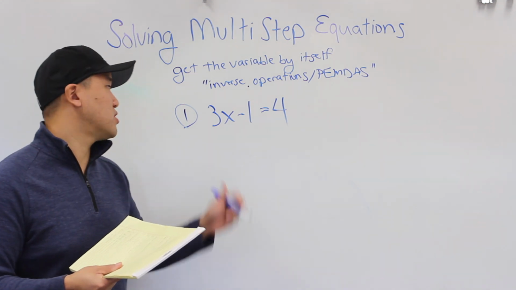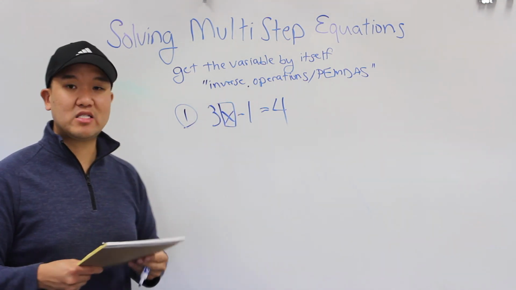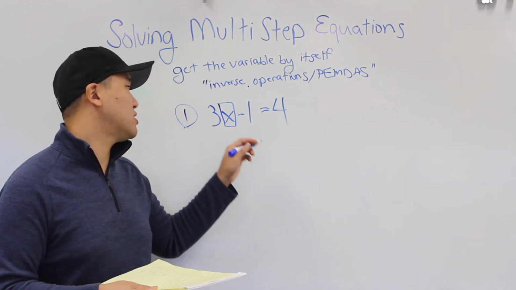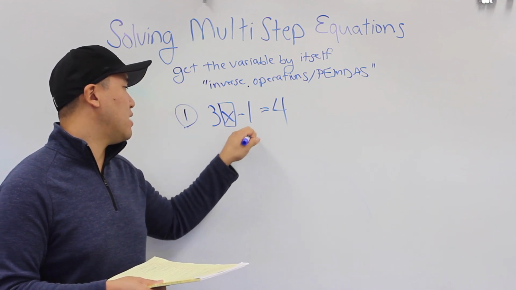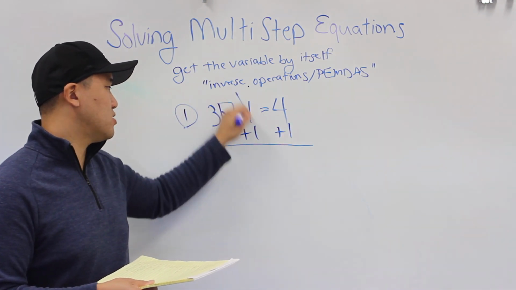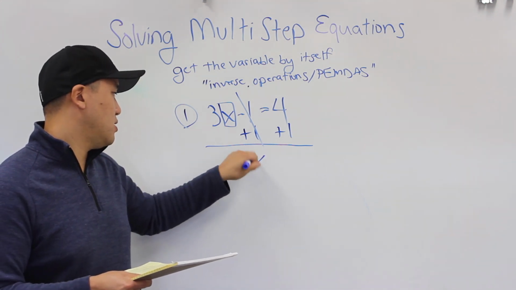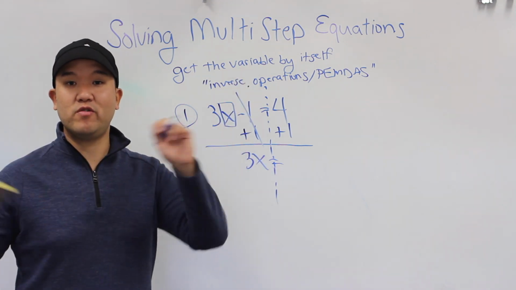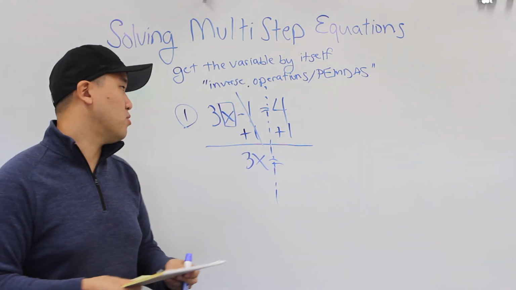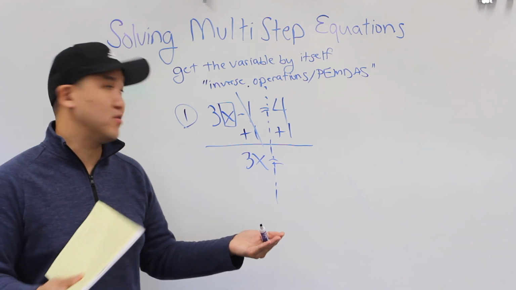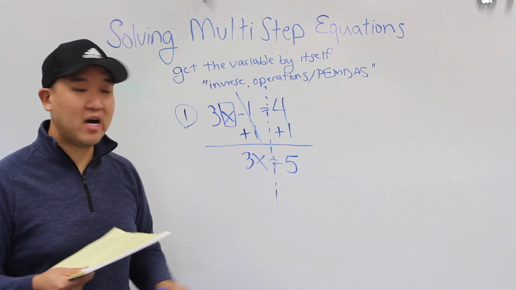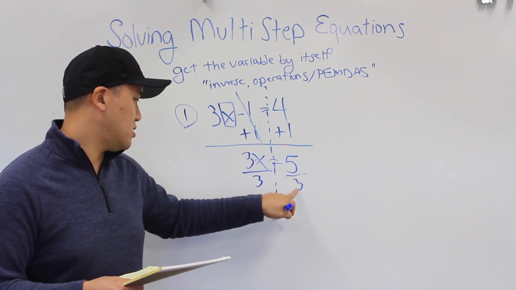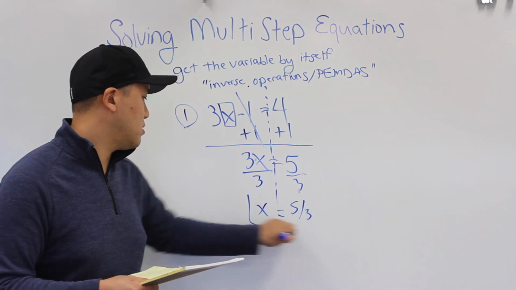Alright, let's try this problem. So our goal is to ask yourself, is the variable by itself? No. So we have to get it by itself. So let's move everything around. We want to add 1 first. 1 minus 1 is 0. That's what we're trying to do, get rid of it. A lot of teachers teach it like this, where they have dotted lines, so you have to move it from one side to the other. It helps you. Whatever you do to one side, you have to do to the other side. So you get 4 plus 1 is 5. Divide by 3. So my answer is 5 over 3.